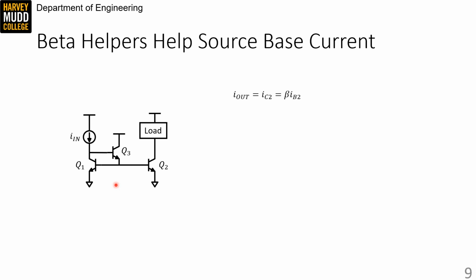We start our analysis by noting that I out is equal to IC2, which is beta times IB2, because we usually assume everything is operating in forward active in a mirror. The emitter of Q3 provides both base currents to Q1 and Q2. And those base currents are the same because the voltage on the base of Q1 and Q2 is the same. We can also relate those base currents to the base current of Q3 by noting that IE3 is equal to beta plus 1 times IB3.